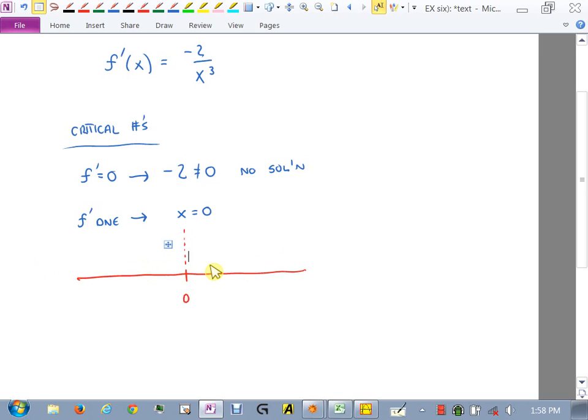I pick two test points now. My test points are negative 1 and 1. These get plugged into the derivative. What happens when I plug negative 1 into this? Negative 1 cubed is negative 1. Negative 2 over negative 1 is positive 2. So what does that tell me my function is doing over here? Increasing, right? My function is increasing here. Now plug 1 in. We get negative 2 over positive 1, which is negative. So my function is decreasing there.